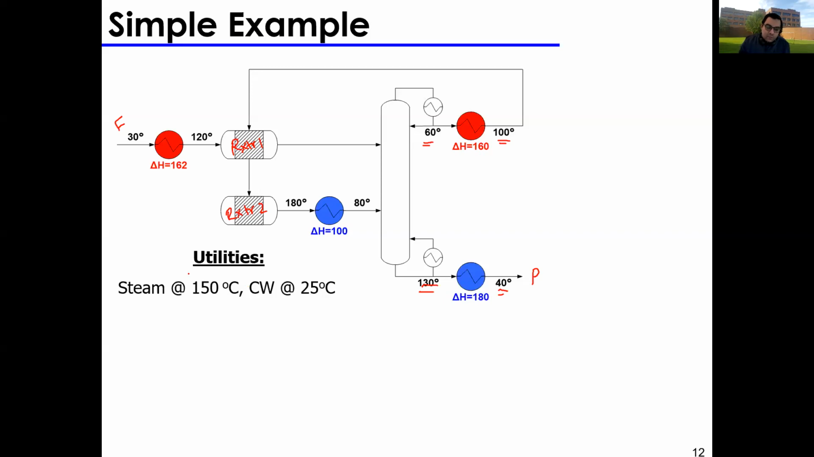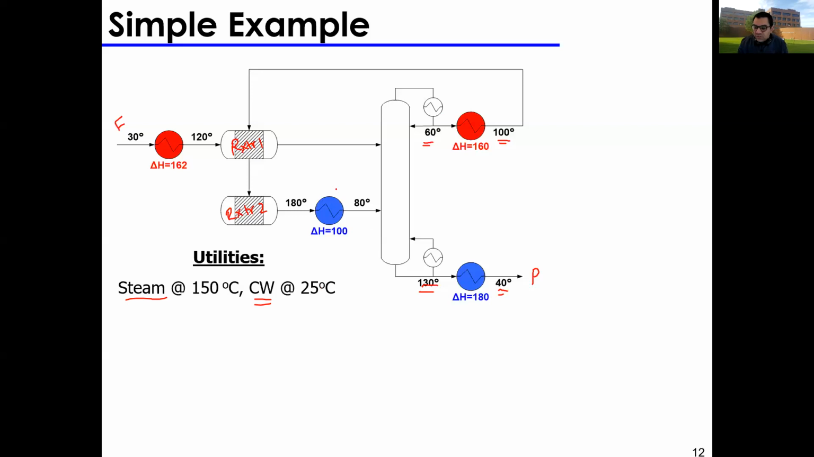You're also given another piece of information. You're told that you have utilities available for you to buy. You have steam available at 150 degrees Celsius, and you also have cooling water available at 25 degrees Celsius. Okay, so I can use these. I can just push steam through these heat exchangers and push cooling water through these heat exchangers, and this will give me a completely non-integrated process, but it does what we want. But I want to integrate this process. So what's the approach here?